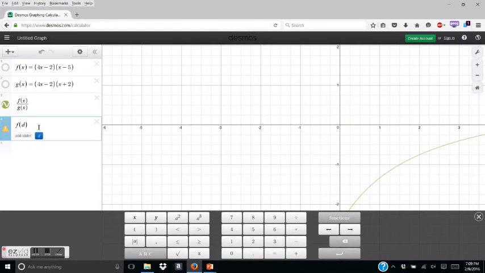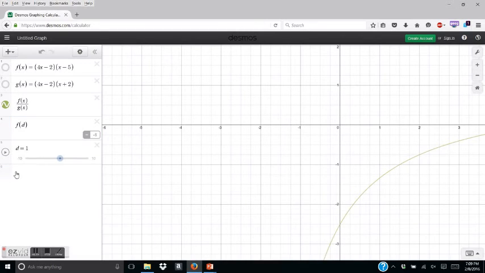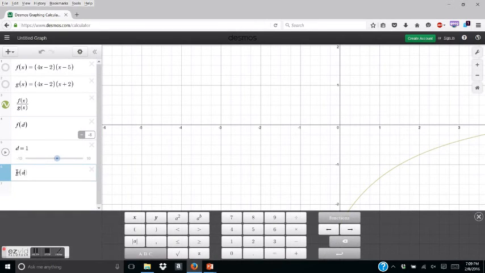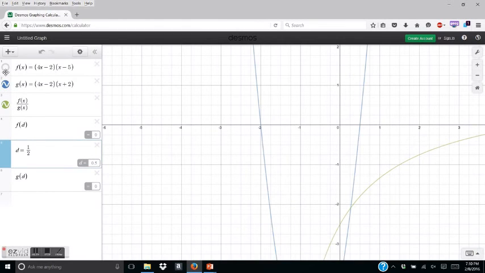Let's change things up a little bit. So let's have an f of d and g of d. So when d is 1/2, we get 0 and 0. When we plot these two functions, we'll see that they cross at that point, but that does not mean they have a hole whenever they cross. They have to cross at 0.